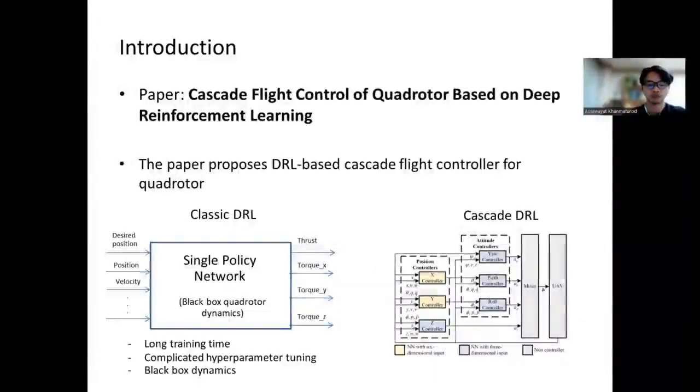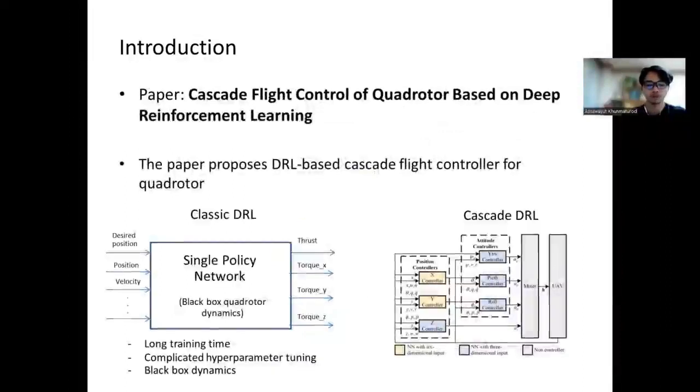For the brief introduction of the paper, we chose to improve the paper titled Cascade Flight Control of Quadrotors based on deep reinforcement learning. In this paper, they try to solve the problems that come with classical deep reinforcement learning for robotic control, especially drone control, which consists of long training time, complicated hyperparameter tuning, and black box dynamics.